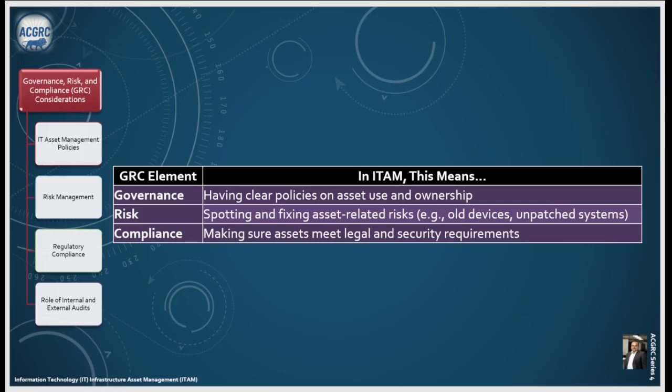In summary, governance is about having clear policies on assets, use, and ownership. Risk is about spotting and fixing asset related risk, example, old device, unpatched systems, etc. And compliance is making sure assets meet legal and security requirements.